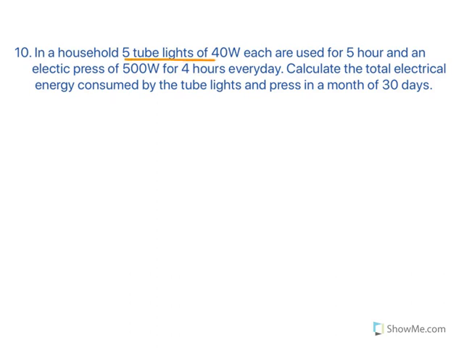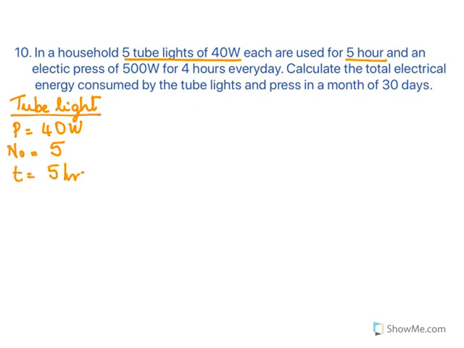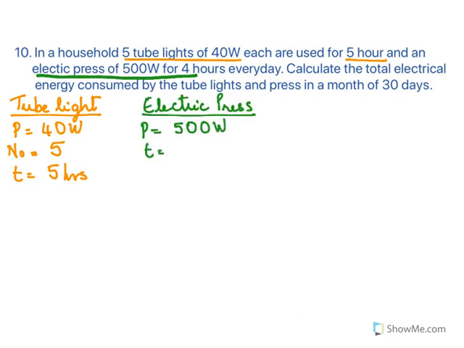In a household we have 5 tube lights of 40 watts. So we have the tube lights, and the power of the tube lights is 40 watt and the number of them is 5. They are used for 5 hours, so the time is 5 hours. Then we have an electric press. So next is an electric press which is 500 watts, time is 4 hours, and they just have 1 electric press. Now calculate the total electrical energy consumed by the tube lights and the press in a month.